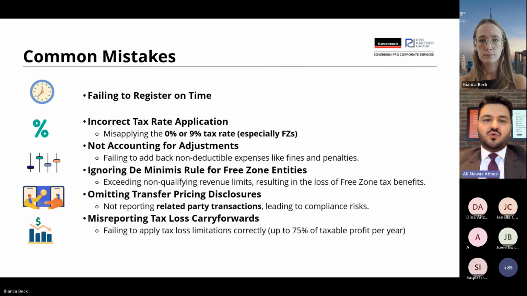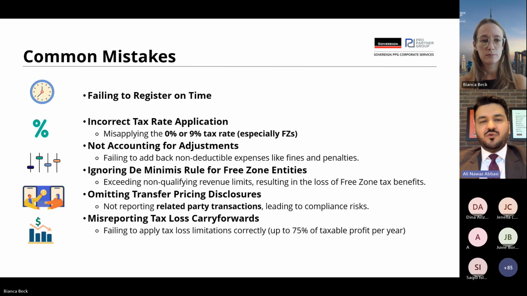Some common mistakes to avoid. Failure to register on time. At this stage, most of the companies are getting penalties for not registering on time. Yes, there is a reconsideration process in place, but I can assure you that if it is your mistake for not registering on time, FTA will not waive off the penalty. They will only waive off the penalty if FTA is at fault. For example, you applied on time, but for some reason the application got delayed due to maybe a portal error, etc.